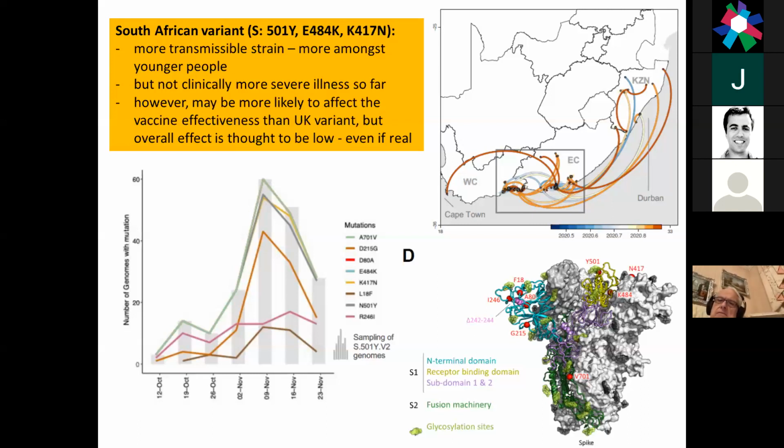So let's say in October, 20% of the population with positive samples had this variant. By November, it was 40%. By December, it's 60%. So you see that that virus is becoming predominant across the population over time in both South Africa and UK. Now, there is a confounder to this, what we call a founder effect.